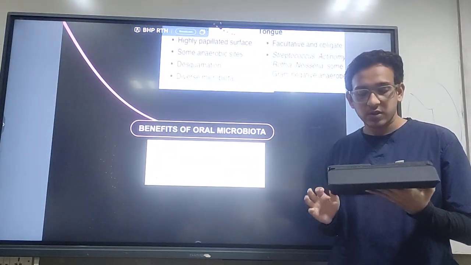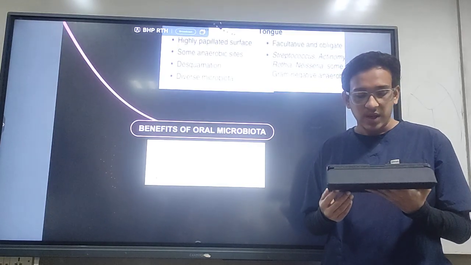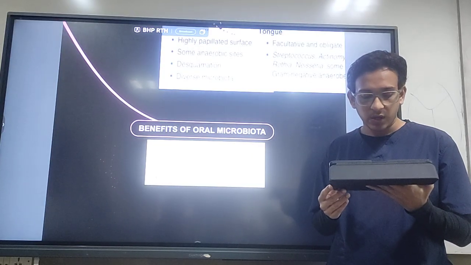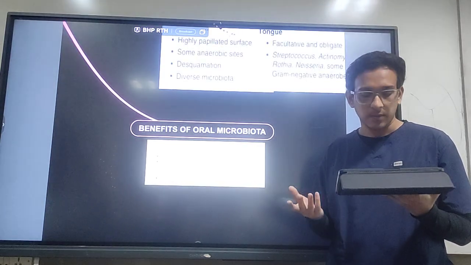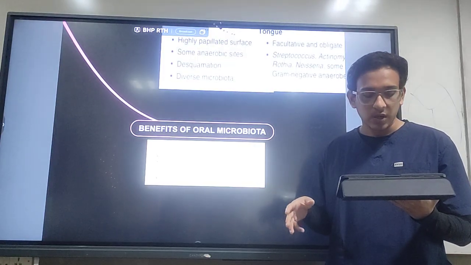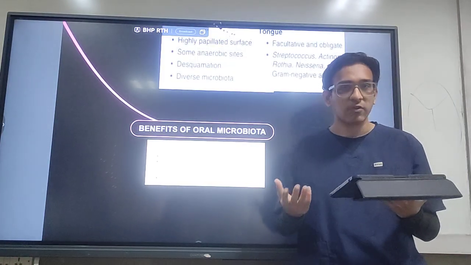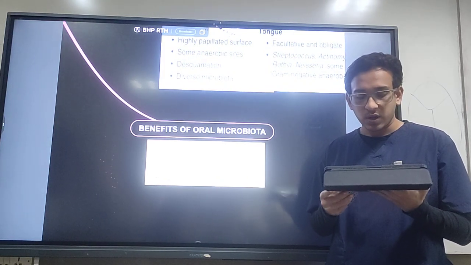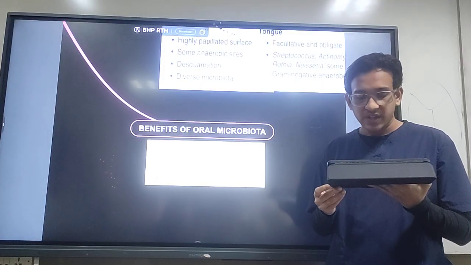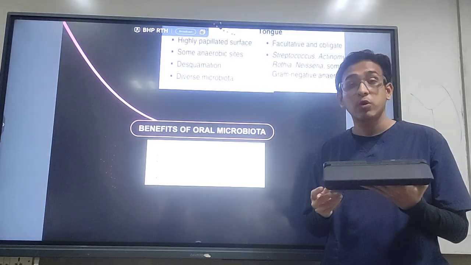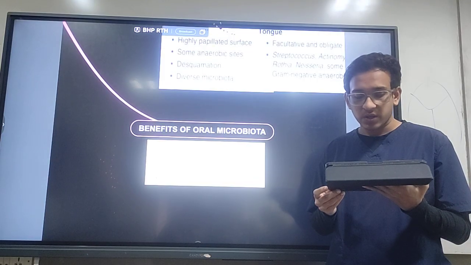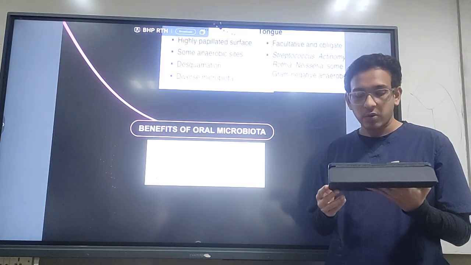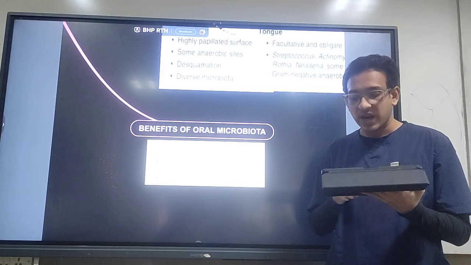So what are the benefits of oral microbiota? The natural resident oral microbiota provides essential benefits to the host, including colonization resistance, that is, pathogenic bacteria cannot colonize due to the presence of the healthy oral microbiota. Crosstalk with the host modulates immune responses, upregulates beneficial host pathways, and enhances mucin production and nitric oxide. It also helps in nitrate reduction to nitrite and nitric oxide.